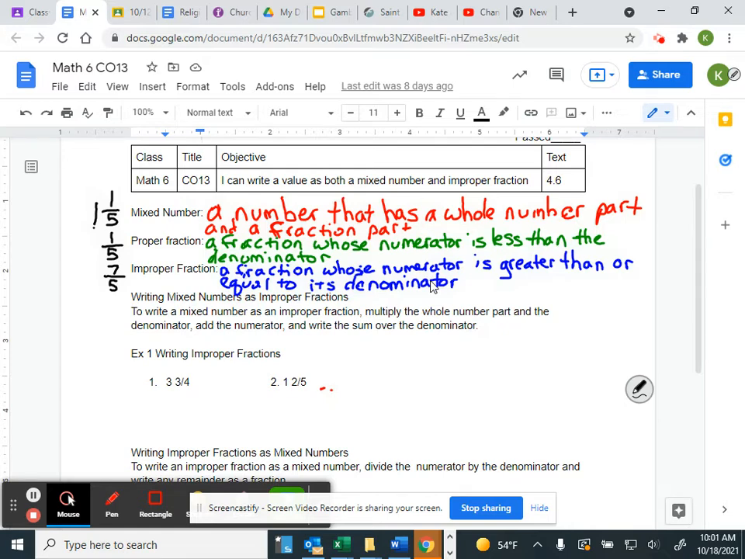Writing mixed numbers as improper fractions. To write a mixed number as an improper fraction, multiply the whole number part and the denominator, and you add the numerator. Then you write that sum over the denominator. That denominator always stays the same. So let's look at what that looks like.